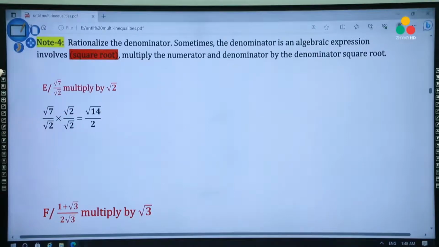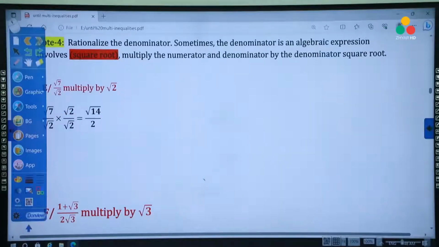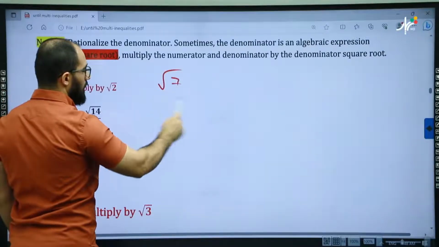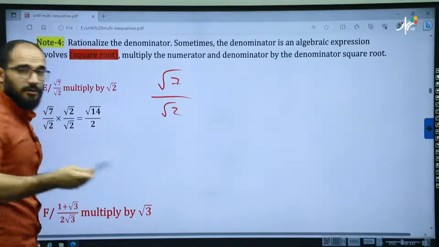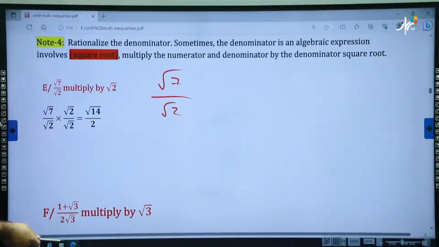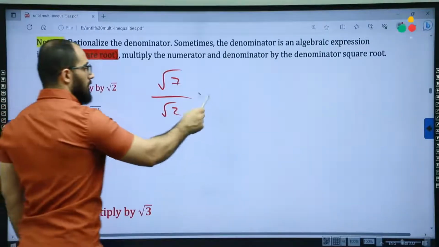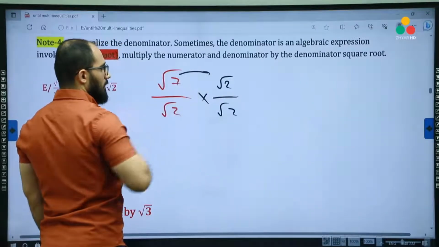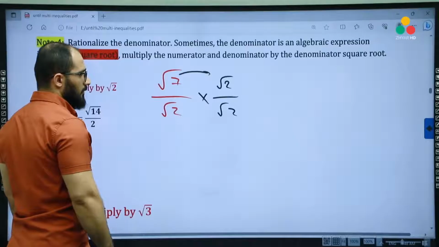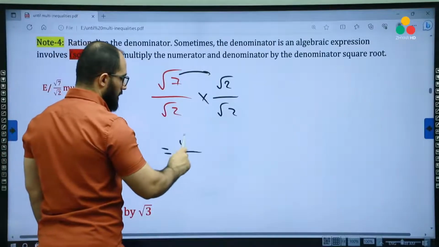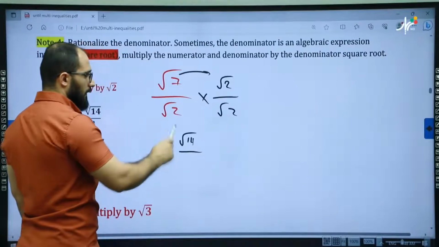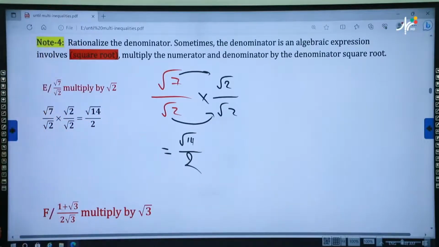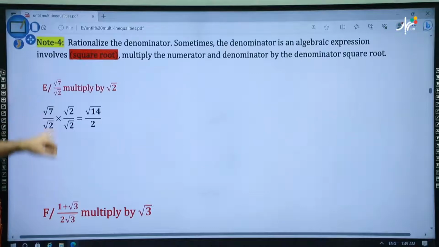Okay, let's solve the first example here. Square root of 7 over square root of 2. Because in the denominator we have a square root, then we are going to rationalize it. Multiply by square root of 2 over square root of 2. Square root of 7 times square root of 2, it's going to be square root of 14. Square root of 2 times square root of 2, it's going to be 2. So this is the result. Next example.